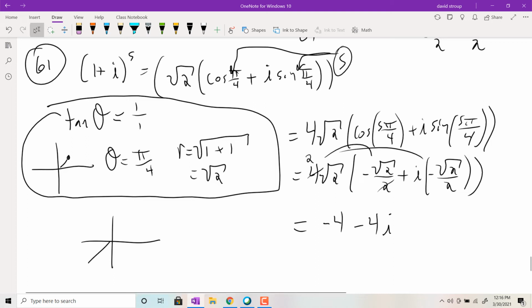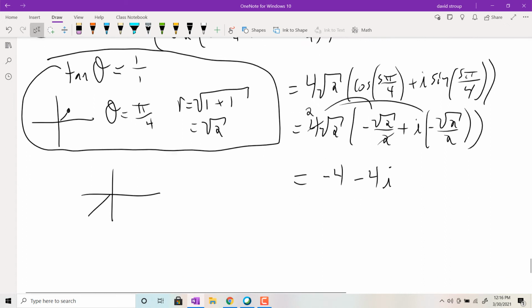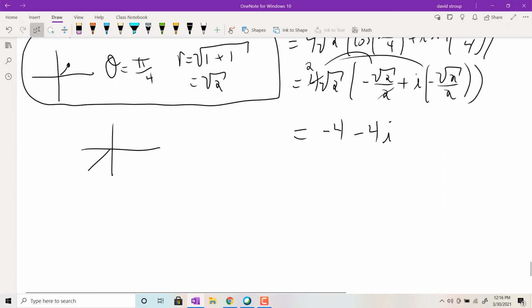Okay, so one heck of a lot easier than foiling the heck out of that thing: 1 plus i times 1 plus i times 1 plus i times 1 plus i times 1 plus i.